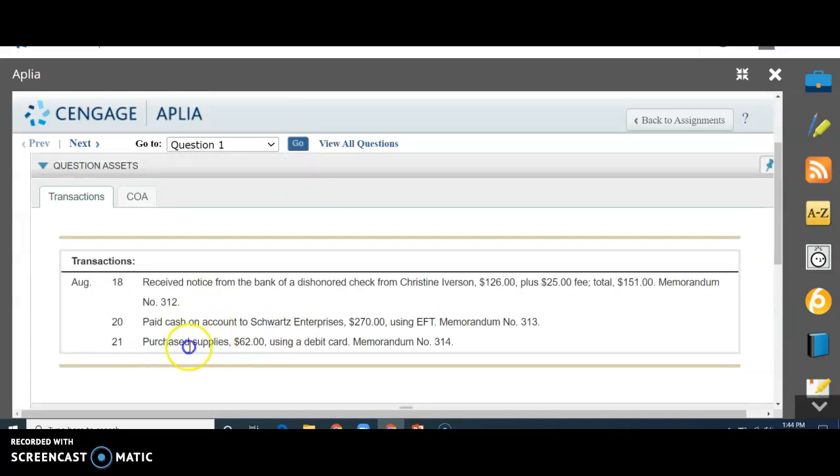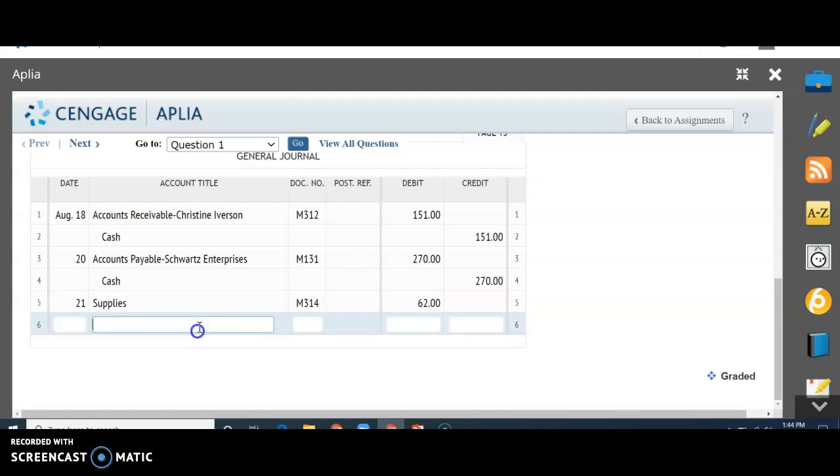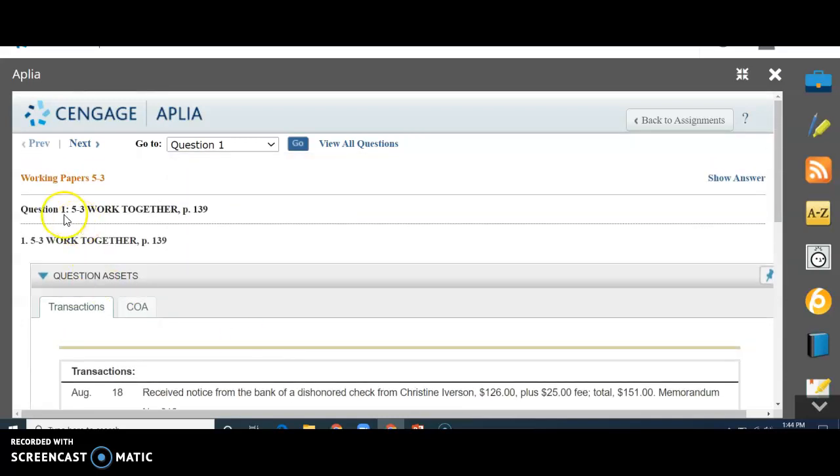And then the third one: purchased supplies for $62 using a debit card, memorandum 314. So the date is the 21st, and we debit supplies to show we gained some supplies. Memorandum 314. The amount is $62, and we're crediting cash to show that cash came out of our account with a debit card of $62. And that's basically it. It's relatively simple. You just have to remember the document number is going to be different because you're not using a checkbook. So that concludes our 5-3 work together. Go ahead and do the on your own problem.